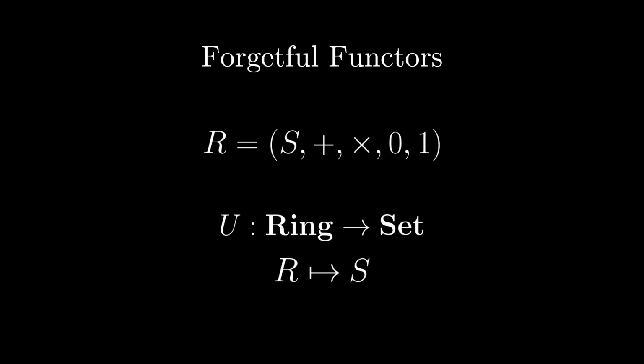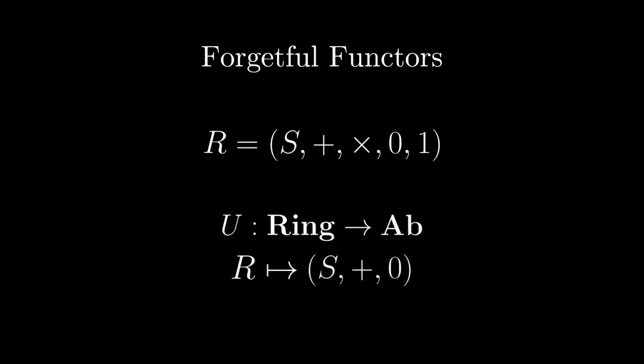Forgetful functors don't have to forget all the structure on the object either. Consider a ring R. Mapping R to the underlying set S yields the forgetful functor from Ring to Set. If we keep addition and the additive identity, we get a functor from Ring to the category of abelian groups. If we forget commutativity on top, we get a functor from Ring to Grp.